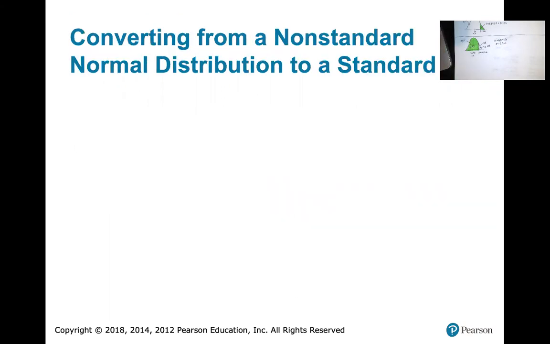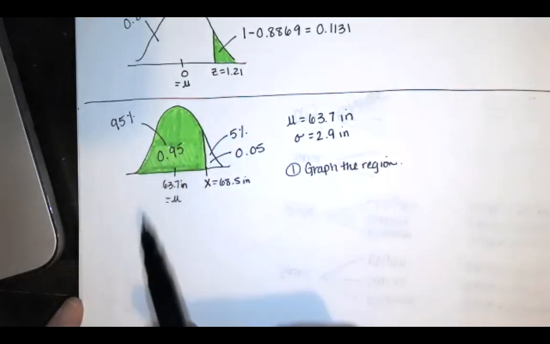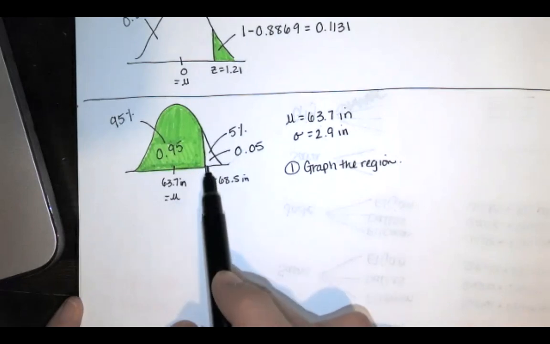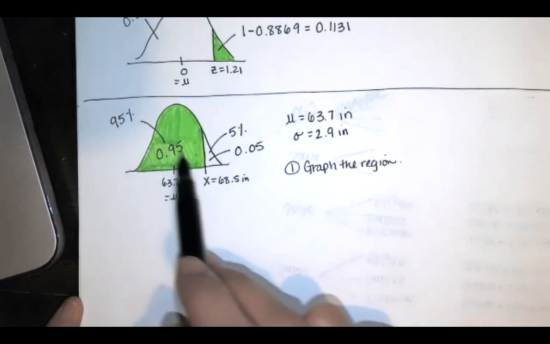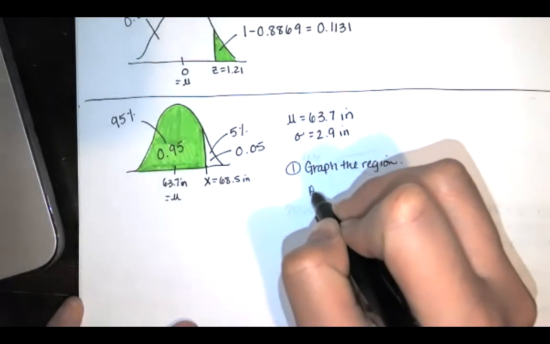Okay, so that is how we convert from a known area to a known x value. And again, just a recap of that. First, we graph the region. So we're sketching it and shading it. And then once you sketch and shade, you know that the area to the left is 0.95. And if they gave me the area to the right, I would label that, and then I would do 1 minus that area to get this area. But you should find the area to the left.